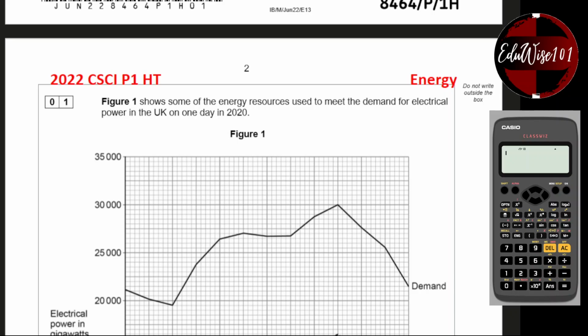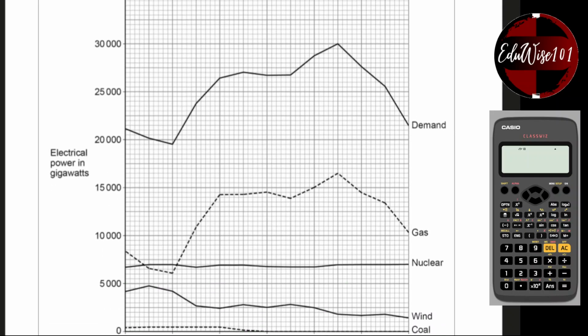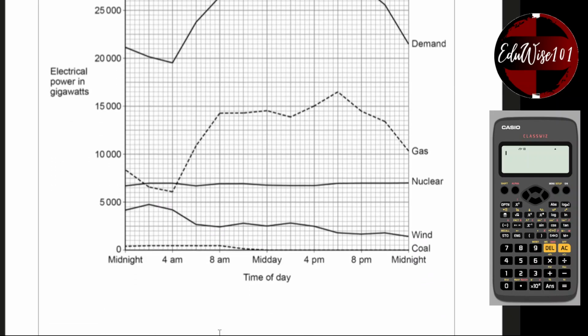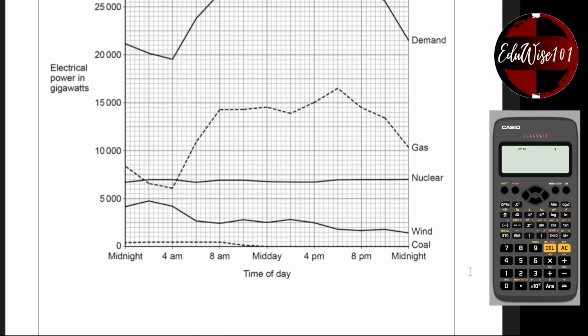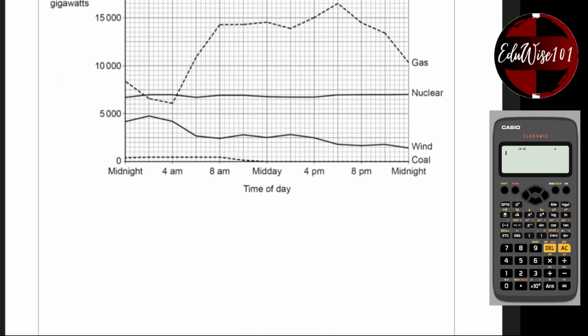So question number 1 is a graph. Figure 1 shows some of the energy resources used to meet the demand for electrical power in the UK on one day in 2020. So according to the graph, we have time of day at the bottom and coal is right on the bottom over here, and then wind, nuclear, gas, and the total demand, which is basically all of these added up, is the total demand.